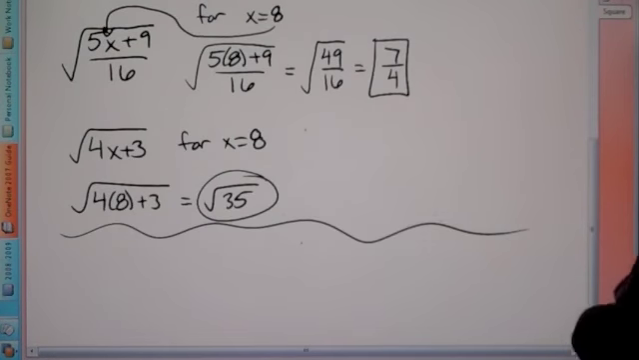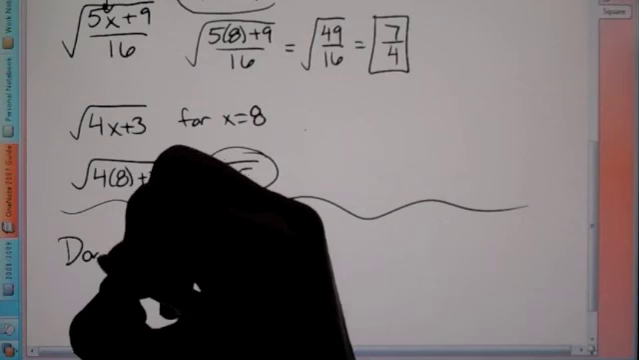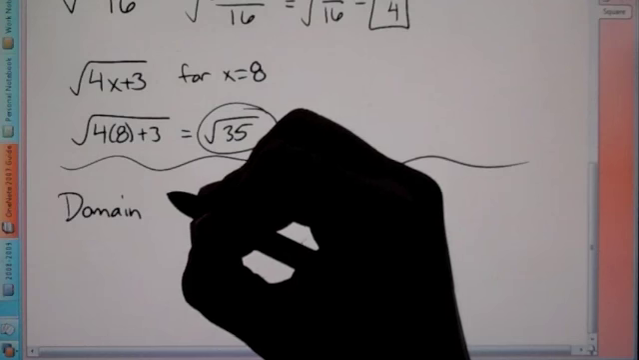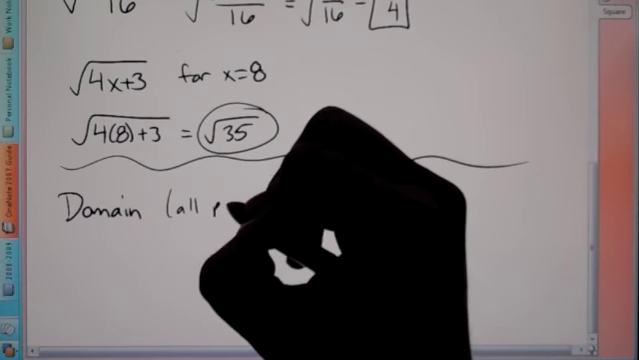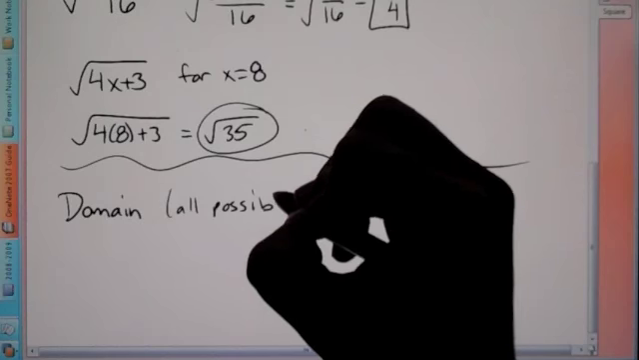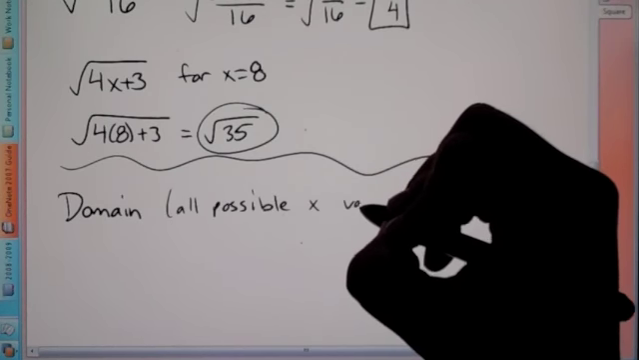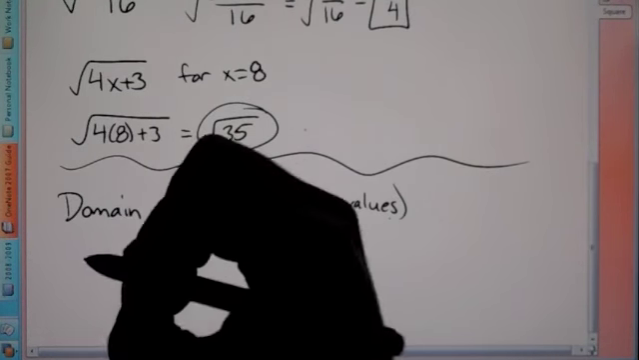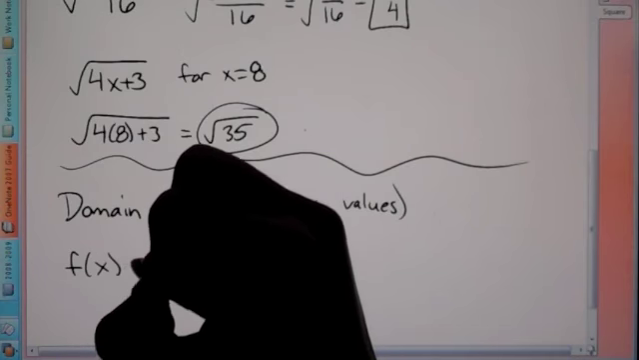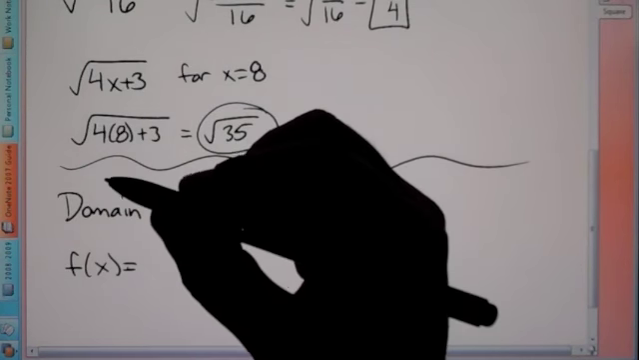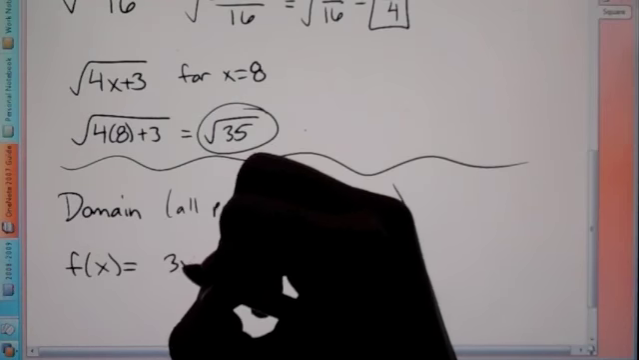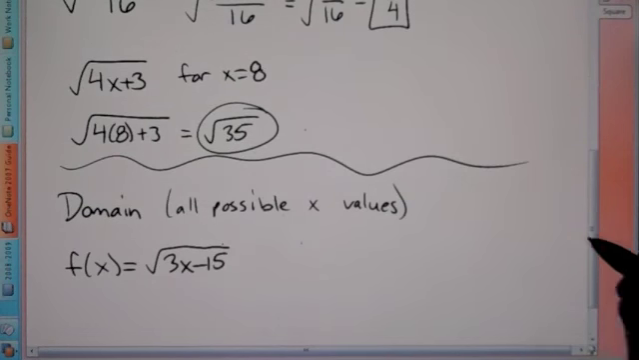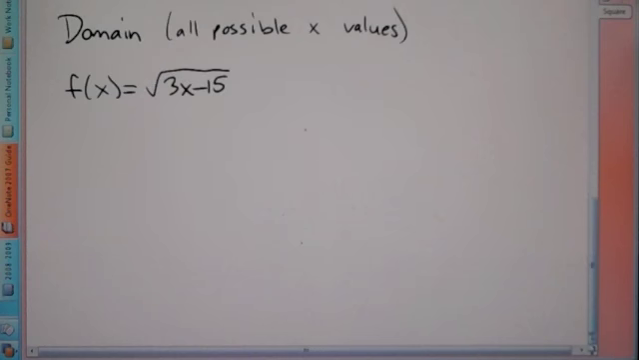So now let's talk about domain. Again, domain is all possible x values. Okay? So if I were to give you a function here, say f of x is equal to the square root of 3x minus 15. Say find the domain of this.